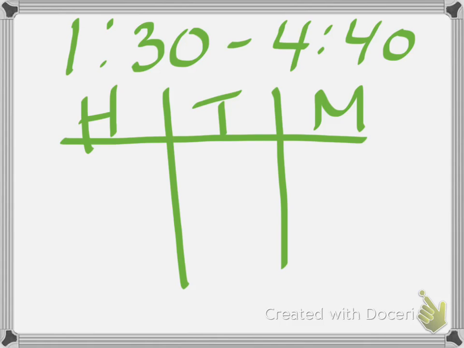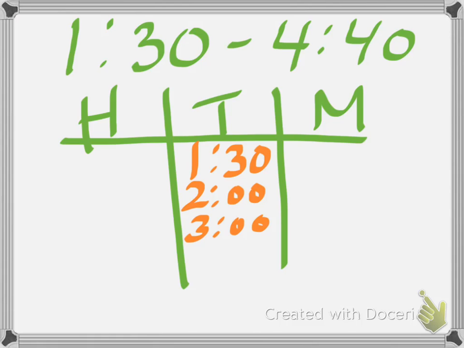Okay, so you are hopefully coming back. You've come back from trying it yourself. You wrote on the top your start time, which is 1:30. Then you go to the next hour, which is 2 o'clock. Then you go to the next hour, which is 3 o'clock. The next hour after that is 4 o'clock. And then we have our ending time, which is 4:40. Now we need to go ahead and figure out from 1:30 to 2 o'clock.